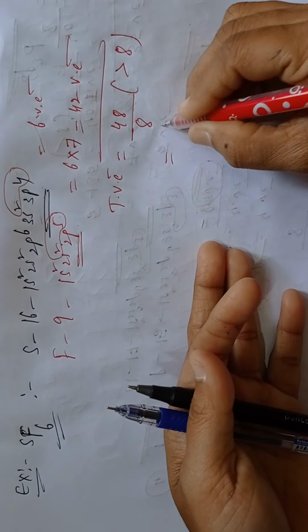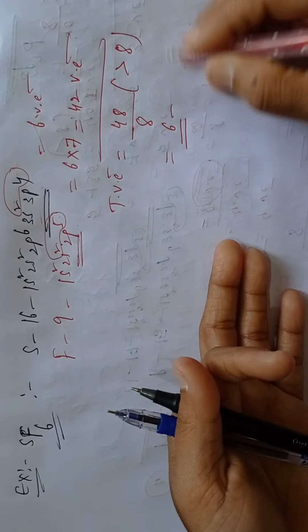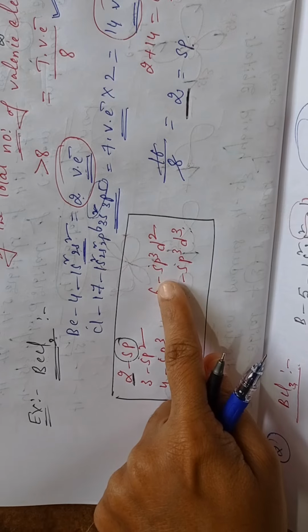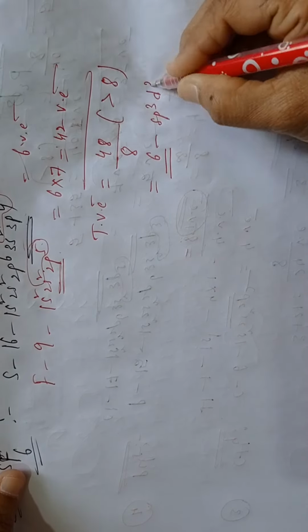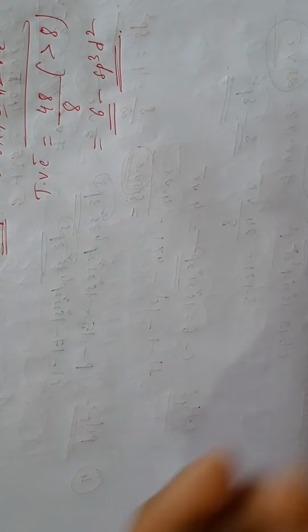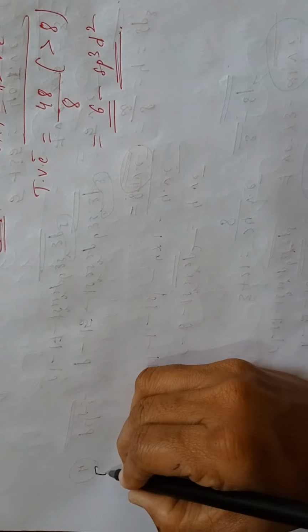See, 48 by 8 means you will get 6. Okay, 6 means which hybridization, students? Here I told you, 6 means sp3d2. Okay, right, sp3d2 completed. Clear? Now see, students, next example.